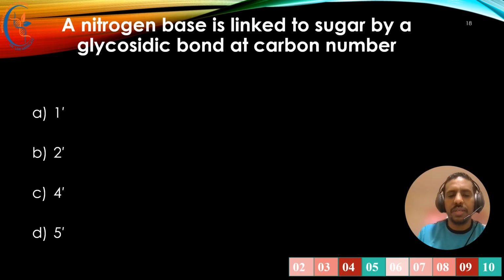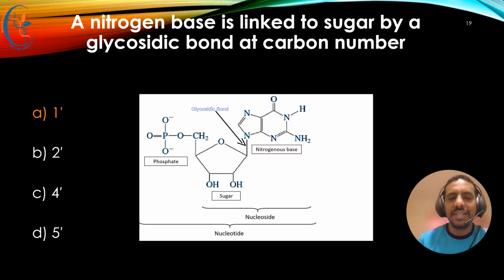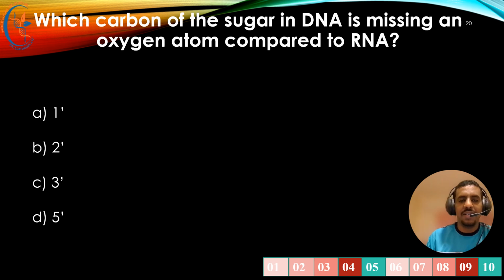Okay, the next question. A nitrogen base is linked to sugar by a glycosidic bond at carbon number? Which carbon number? All right, the sugar is linked to the nitrogenous base at the first carbon by a glycosidic bond. So the correct answer is carbon number 1. Okay, let's move on. Okay, for the next question, which carbon of the sugar in DNA is missing an oxygen atom compared to RNA? 10 seconds.